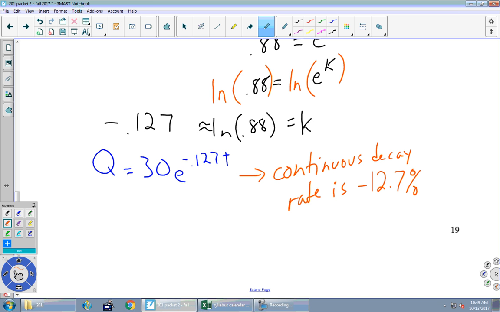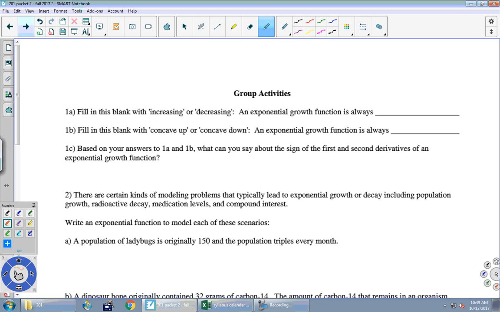Okay, so the activity starts on the next page. Largely it is pre-calculus stuff, although we will have you drawing some tangent lines and making some guesses as to where we're going with derivatives next class.